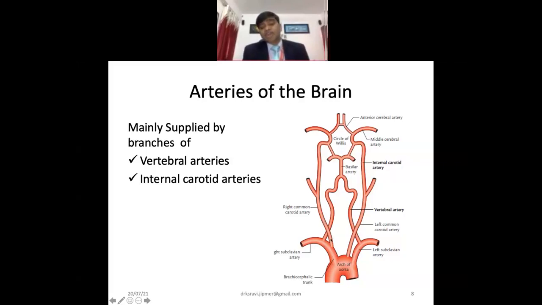Now, when we see the common carotid artery, it comes from the brachiocephalic trunk towards the right side, whereas towards the left side, it is a direct branch from the arch of aorta. It ascends upwards to the upper border of the thyroid cartilage. There, the common carotid artery will divide into two: one is the external carotid artery and the other is the internal carotid artery.